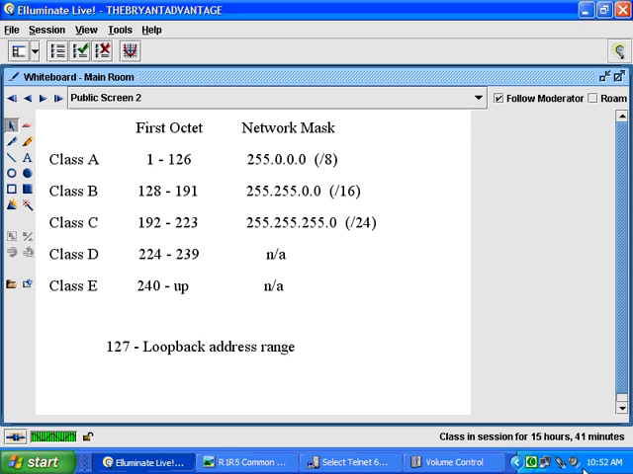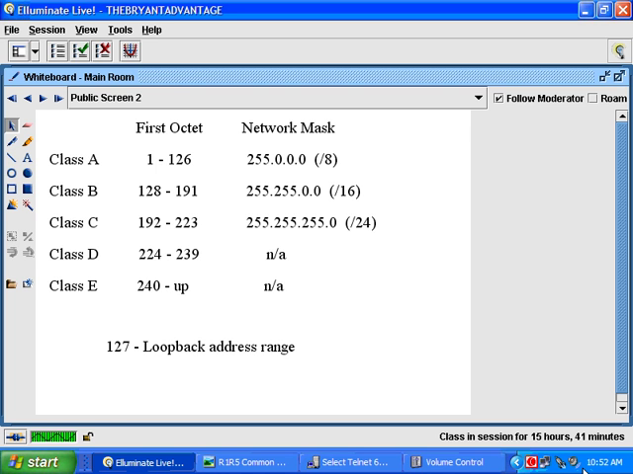So, again, we have no masks for Class D and E. Class D, as I'm sure you recognize from that first octet of 224, is reserved for multicast addresses. And 240 and up, depending on which definition you read out there, is either reserved for future use or experimental. All I know is we can't use it on a Cisco router. That's the important thing. We cannot take addresses from networks D and E and apply them to host devices or routers.